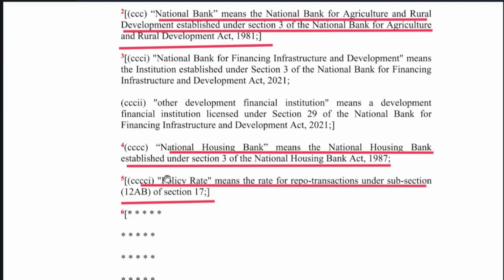Now, these are all what are called policy rates, and the section that provides them legality is section 17. So, policy rate means the rate for repo transactions under subsection 12AB of section 17. Please take note that the term policy rate is defined under the section we are going through, but the detailing about policy rates is provided under section 17.